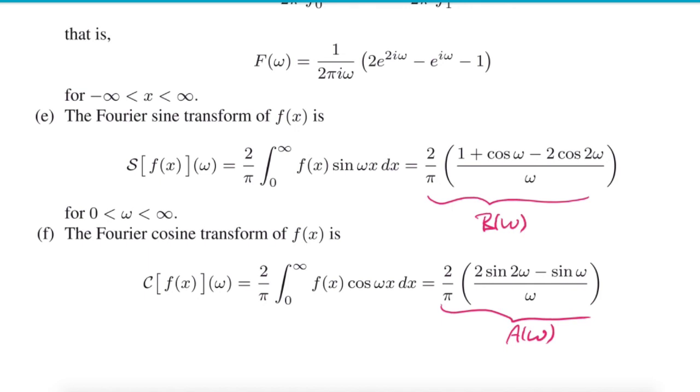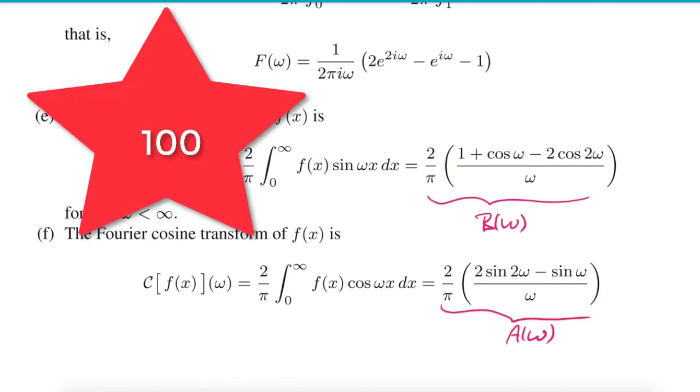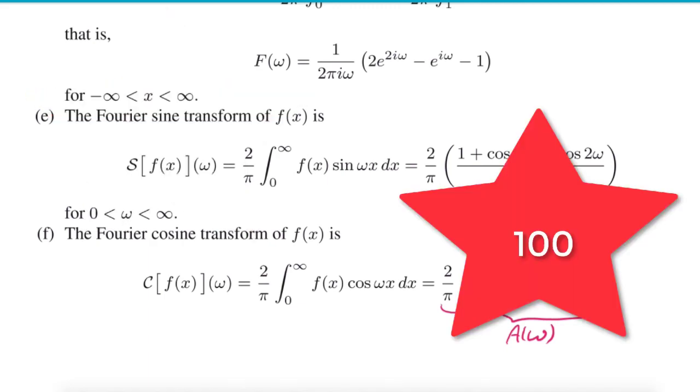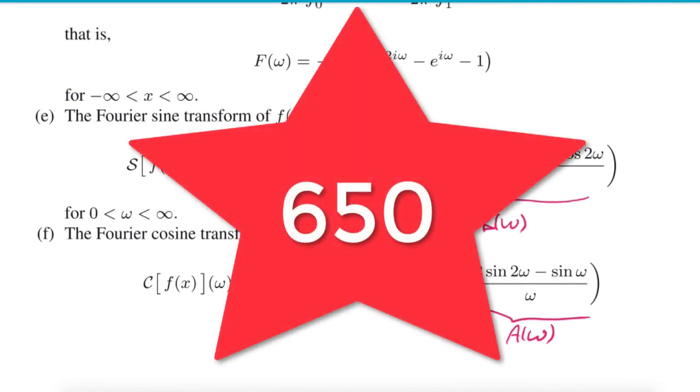Oh, I forgot my 100 points. 100 points for sine transform. Cha-ching! 100 points for cosine transform. Cha-ching! That makes a total of 650 points.